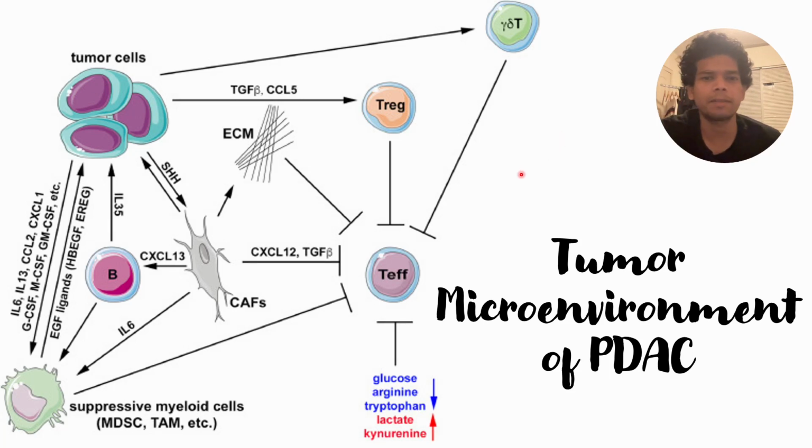So today we will discuss the tumor microenvironment of PDAC, or pancreatic adenocarcinoma. The main purpose of the tumor microenvironment generated by PDAC is to suppress the immune response and simultaneously promote the growth of the tumor cells, so that tumor cells will continue to grow. At the same time, they will be able to evade the immune response of the host. So what do these tumor cells do in order to achieve those goals?